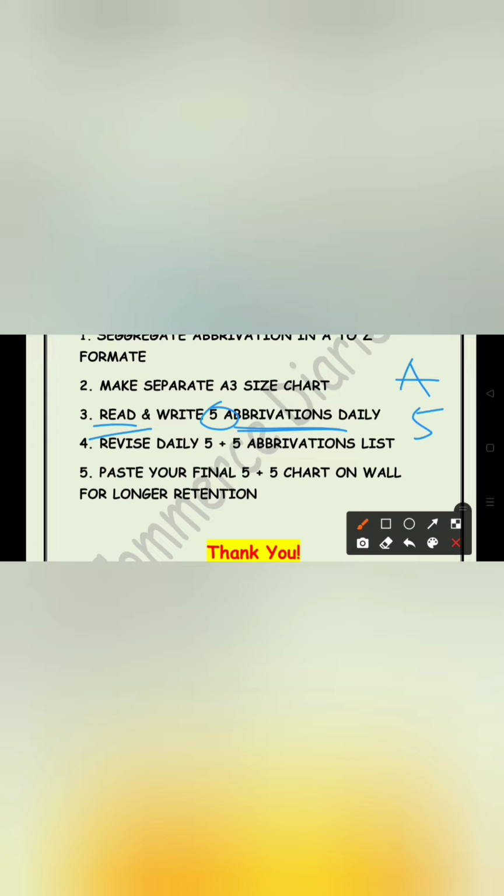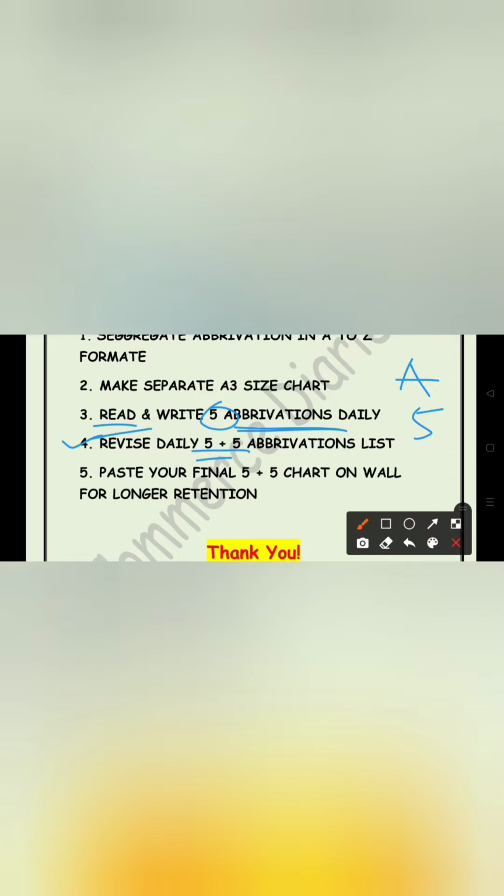Okay, the next thing is that when day 2 comes, on day 1 you learned, you read and write 5 abbreviations, then the next day you have to revise the 5 abbreviations which you learned on day 1.